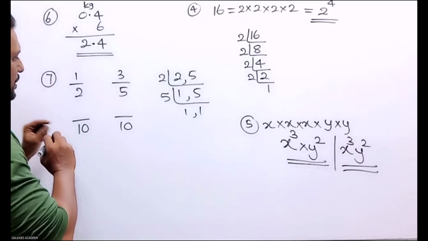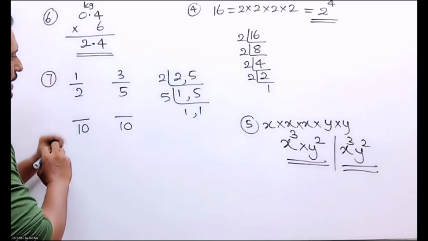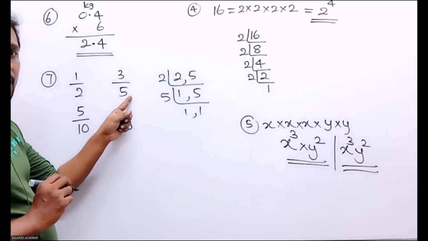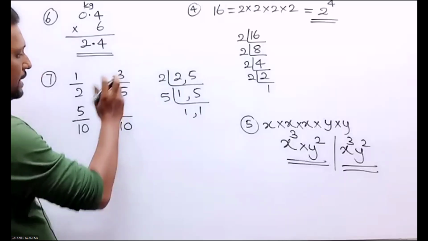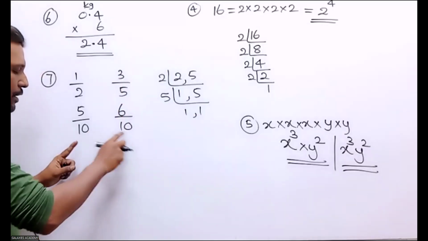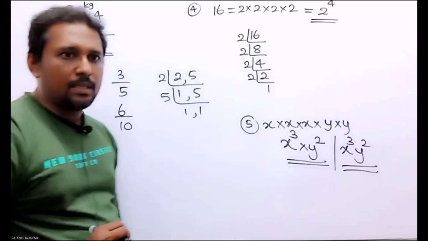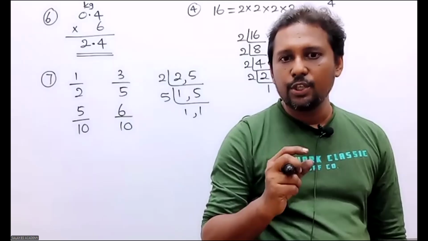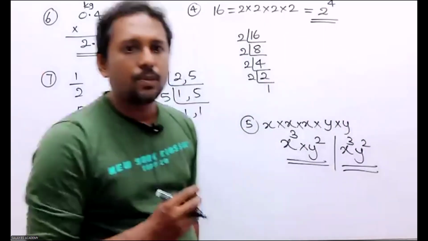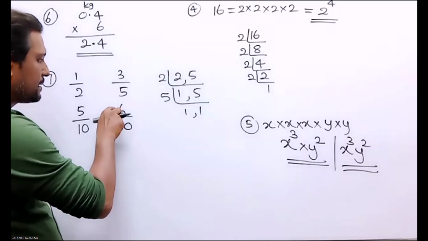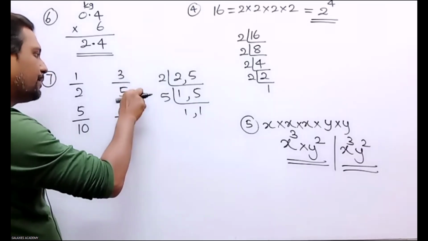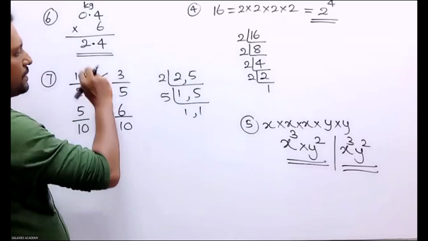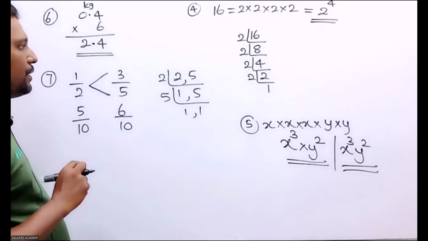So the first fraction you have to multiply by 5, both numerator and denominator. So 1 times 5, 5. The second fraction we have to multiply by 2. 3 times 2, 6. If the denominators of the fractions are equal, the larger fraction has the larger numerator. So what is the larger numerator? 6. That means 3 over 5 is the larger fraction. So you have to open the mouth of the inequality sign towards 3 over 5.